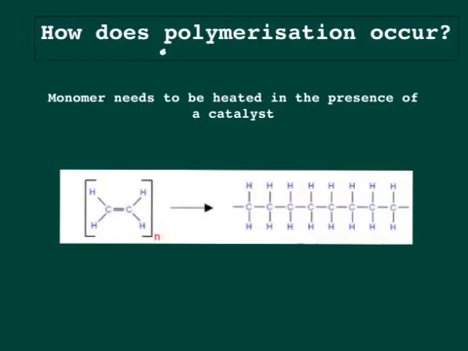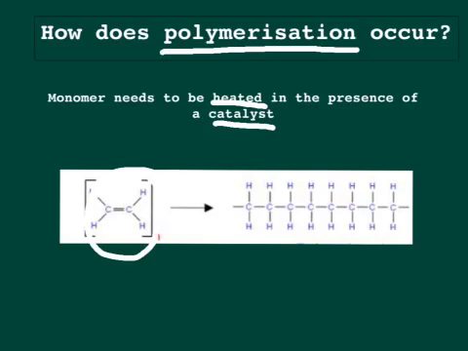Right, for polymerisation to occur, a monomer needs to be heated in the presence of a catalyst. Now a catalyst is something which speeds up the rate of a reaction but without being used up itself. Now these catalysts can be, for example, metal compounds. So what happens is the double bond here breaks upon heating in the presence of a catalyst.